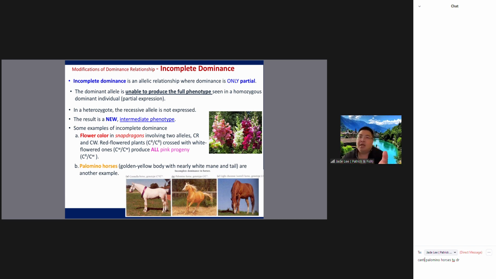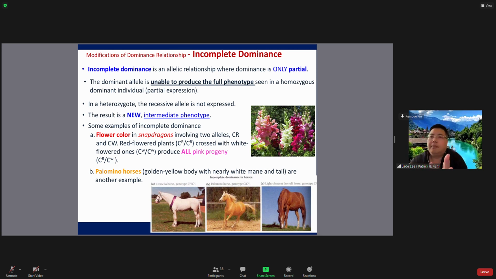One very common example is the flower color of snapdragons, which involves two alleles, C^R and C^W. C^R is the flower with the red color, and the other one, C^W, is the one with the white color. But when the red plants, C^R C^R, are crossed with the white flower ones, C^W C^W, they produce all pink progeny, which is C^R C^W. So they do not favor either white flower or red flower, but are all in between white and red, which is the pink color. This we recognize as incomplete dominance.